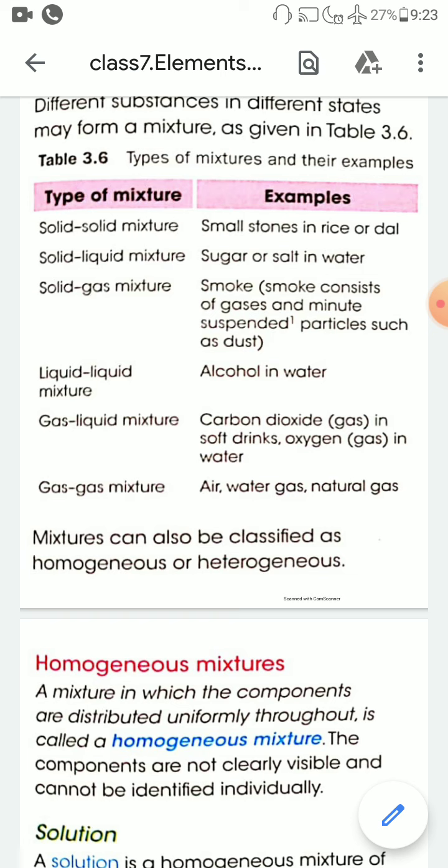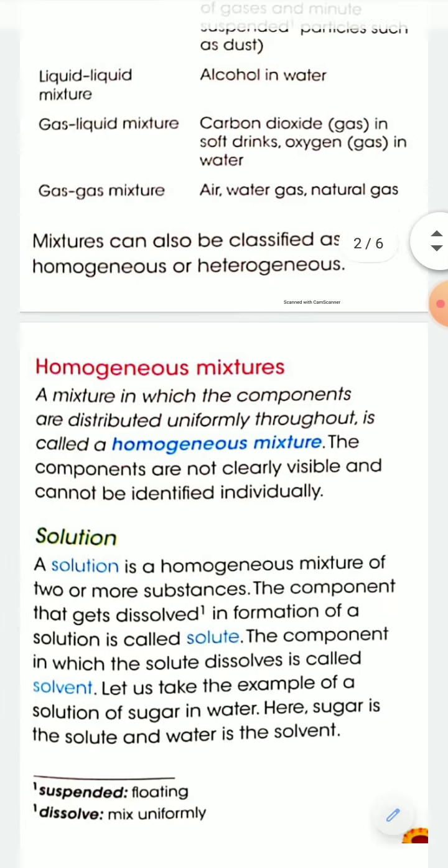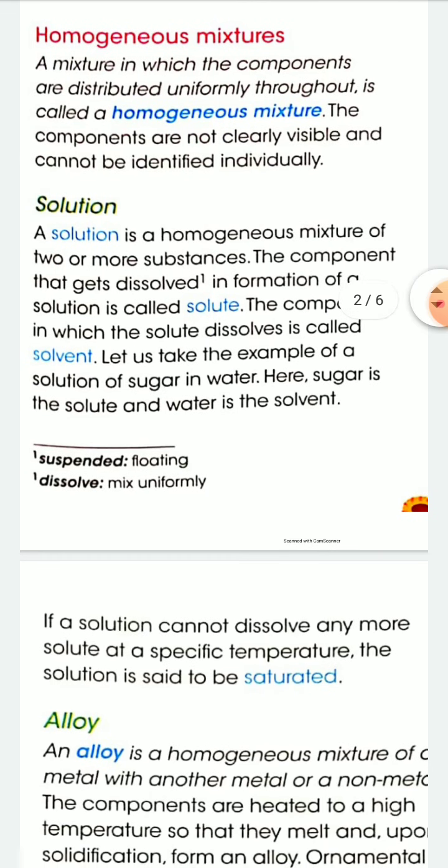Mixture can also be classified as homogeneous and heterogeneous. So now another types of mixture: homogeneous mixture and heterogeneous mixture. First, homogeneous mixture. A homogeneous mixture is a mixture in which the components are distributed uniformly throughout. That is, components are mixed equally. So a mixture in which the components are distributed uniformly throughout is called a homogeneous mixture.